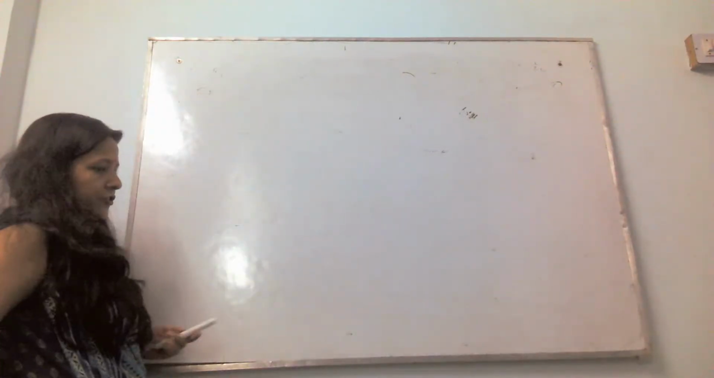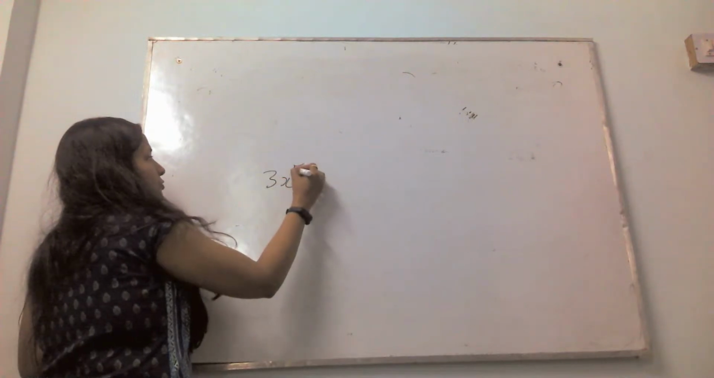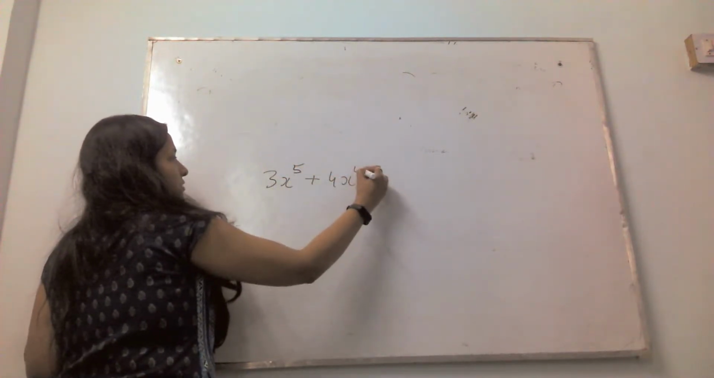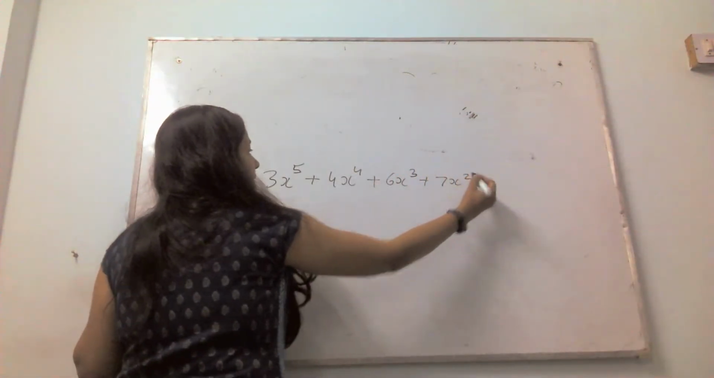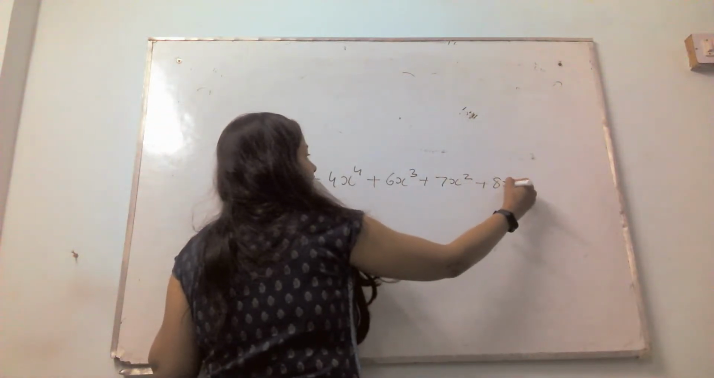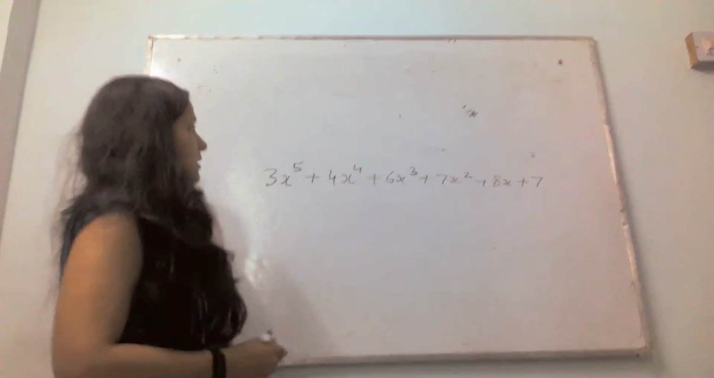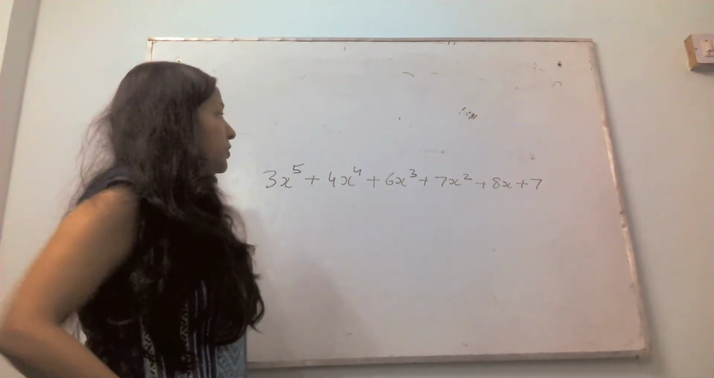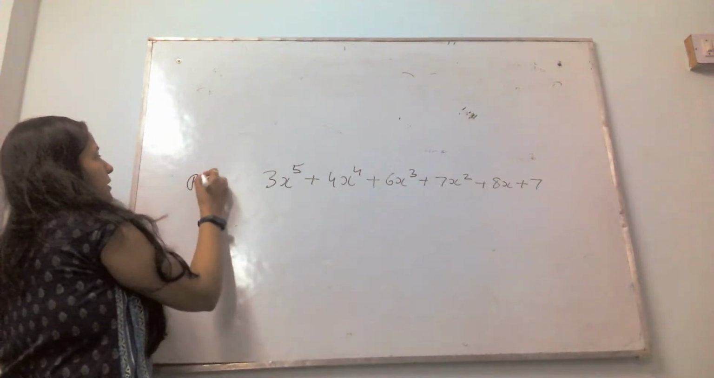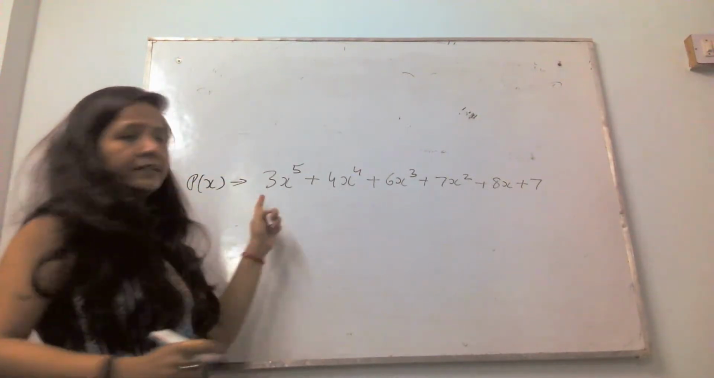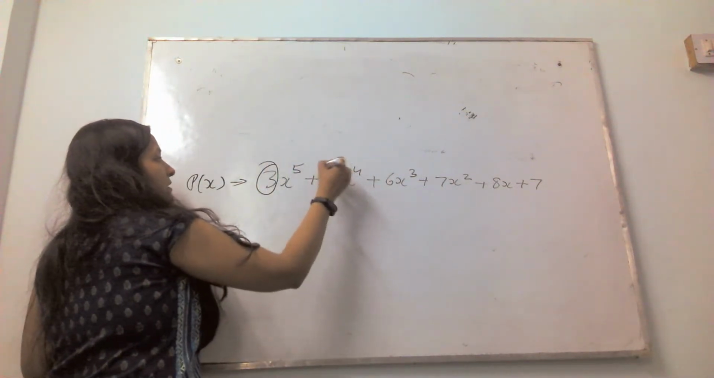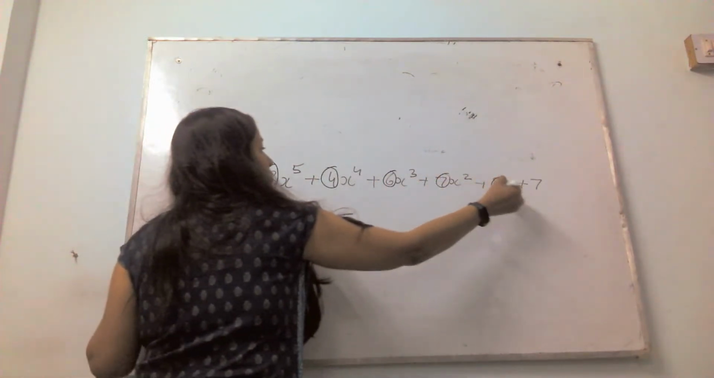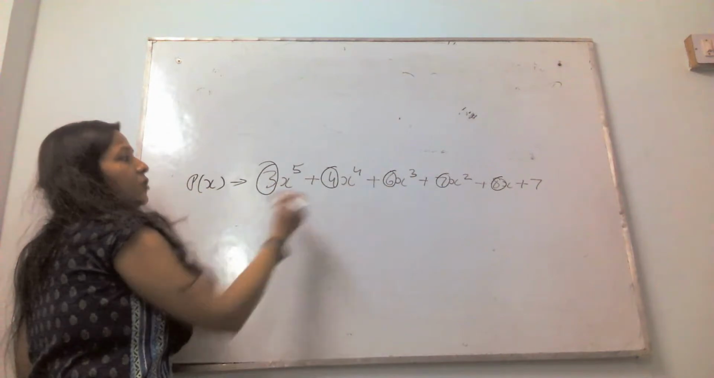What does it mean? What have we understood? Let us make it clear with an expression: 3x to the power 5, 4x to the power 4, 6x to the power 3, 7x to the power 2, 8x plus 7. Here we find that it is a polynomial in the variable x. These coefficients are called a1, a2, a3, a4, a5, a6. That means these are constant terms.